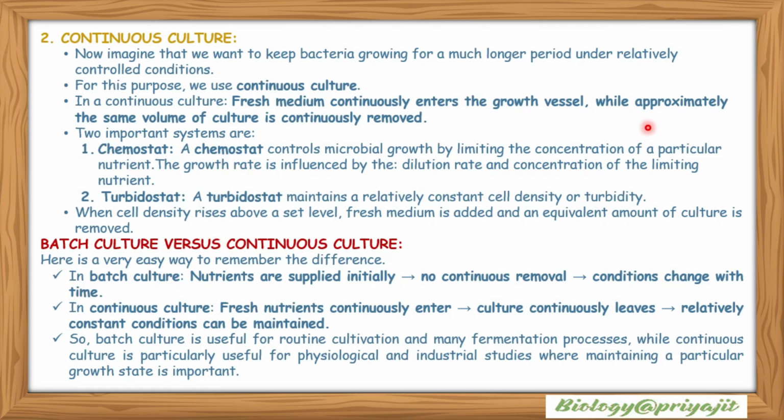A chemostat controls microbial growth by limiting the concentration of a particular nutrient. The growth rate is influenced by the dilution rate and the concentration of the limiting nutrient. A turbidostat maintains a relatively constant cell density or turbidity. When cell density rises above a set level, fresh medium is added and an equivalent amount of culture is removed. Batch culture versus continuous culture. Here is a comparison between the two types of cultures.